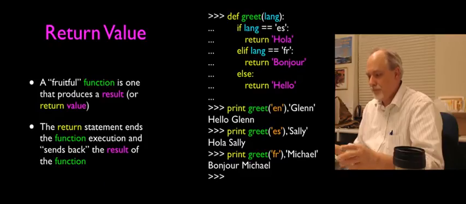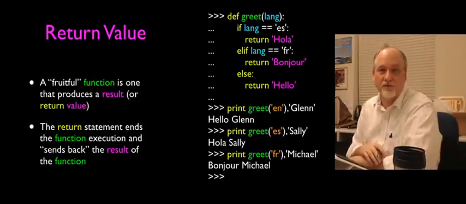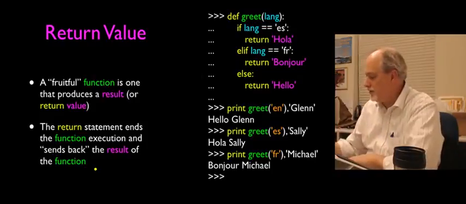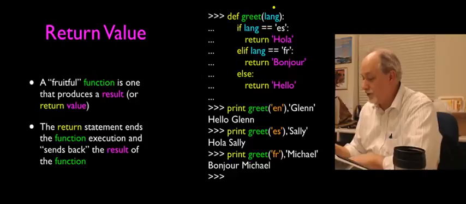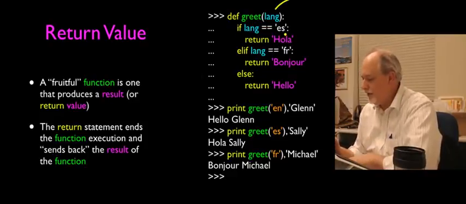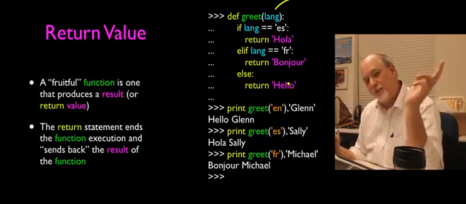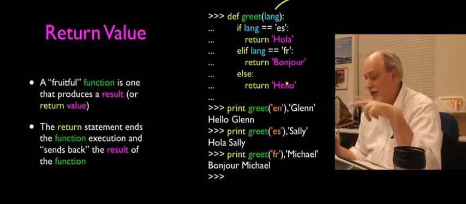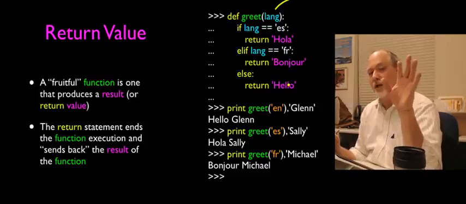So here is a little smarter version of our greet function. It's very similar. It's called greet still. Takes lang as a parameter, and if the language is ES, then it returns the string hola. If the language is French, it returns bonjour. Otherwise, it returns hello. So we're not actually doing the print. If you go back on the other slides, we were printing, but now we're just returning a string.